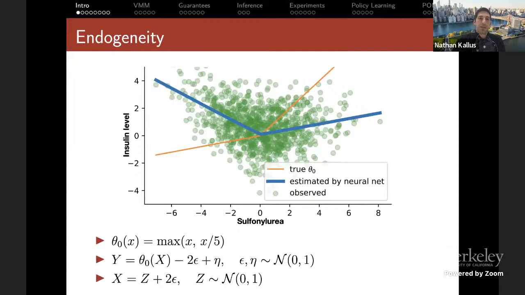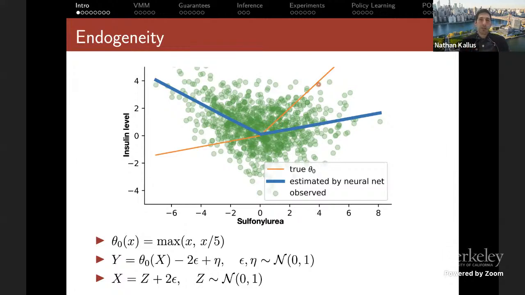So here, what I did is I took this orange curve and I generated data from it by picking some points X and then generating an observation by looking at the orange point with some noise. In particular, you can think about this maybe as some dosage of sulfonylurea, which is something that's supposed to increase the secretion of insulin in the blood, and then the insulin level. So we expect a positive relationship.